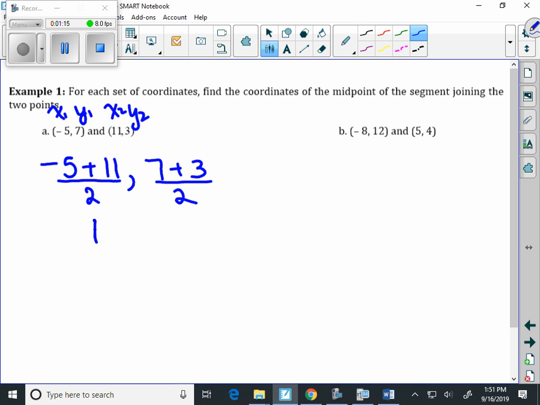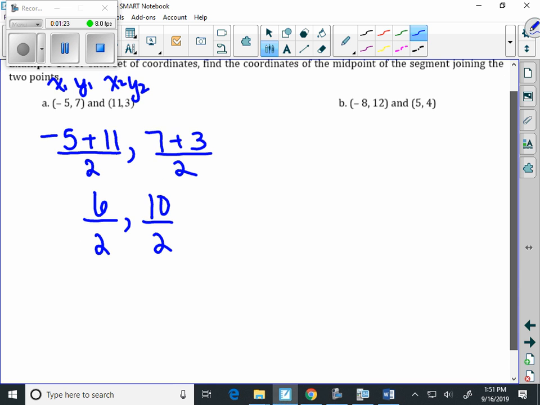-5 plus 11 is 6, divided by 2. 7 plus 3 is 10, divided by 2. And then we finish the math. 6 divided by 2 is 3, and 10 divided by 2 is 5. And that's going to be the point of the midpoint. 3, 5 is the midpoint between -5, 7 and 11, 3.